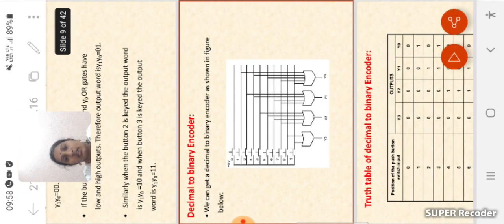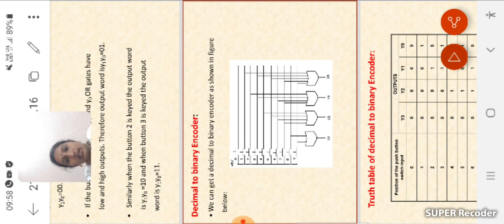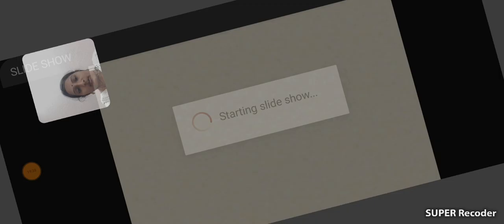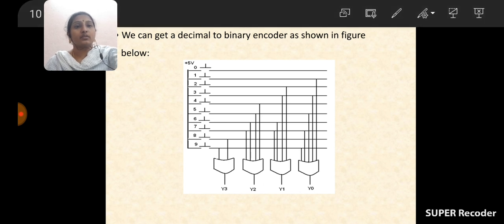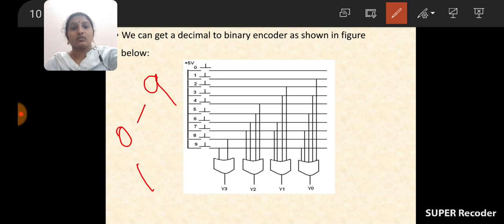Now, coming to the next slide, decimal to binary encoder. In the previous one, that is BCD, here it is decimal to binary. It will only convert decimal to binary. Okay, see here, how many inputs are there? 10 inputs are there, they must be written from 0 to 9. So total 10.